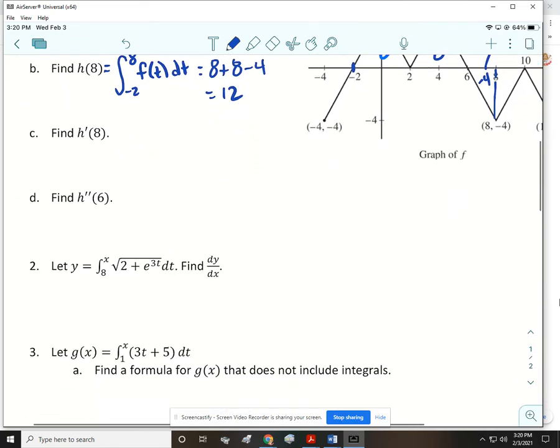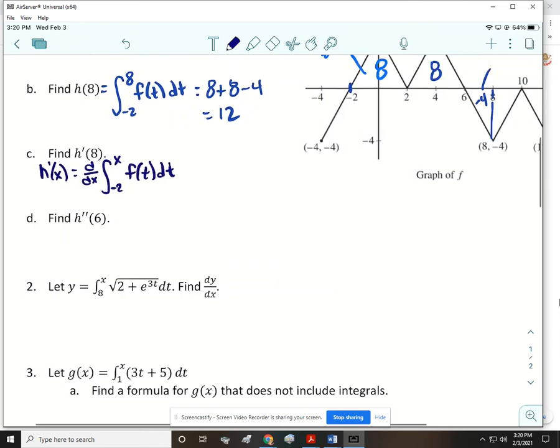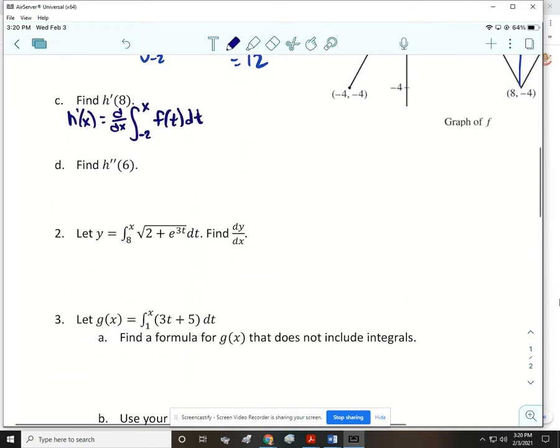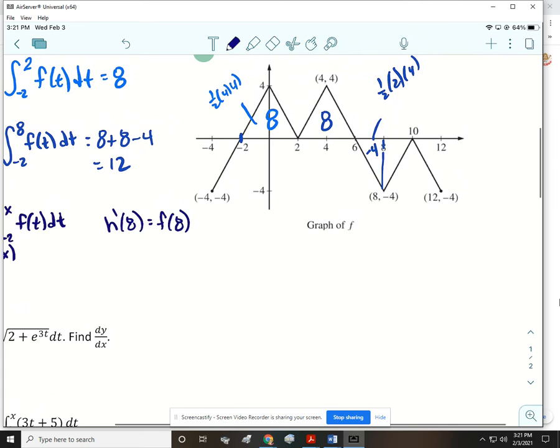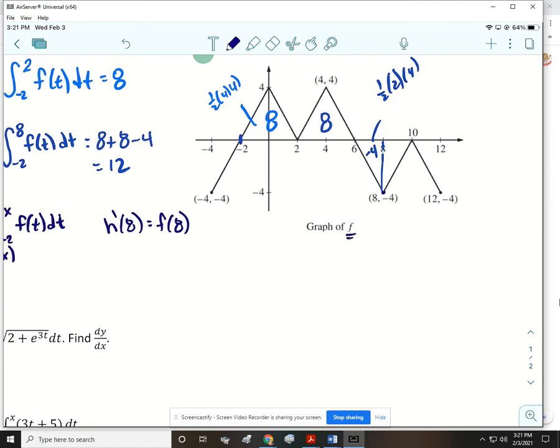So the next problem asks us to find h prime of 8. So let's just start off and we're going to find h prime of x. So that's going to be the derivative of the integral from -2 to x of f of t dt. All right. And according to the fundamental theorem of calculus part 1, if I'm finding the derivative of an accumulation function, it's going to take that x and replace the t with it. It's just going to give us f of x. All right, so that means that h prime of 8 is f of 8. Right, and then when we have the function f, the value of the function when x is 8 is -4. So that is it.